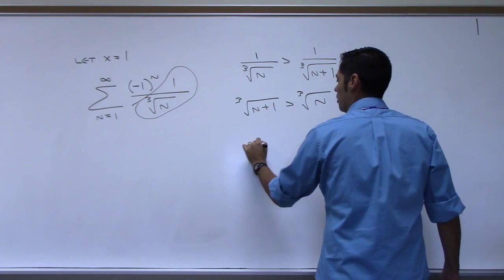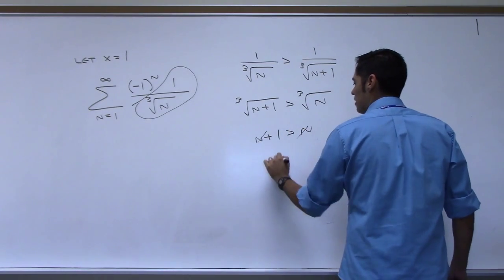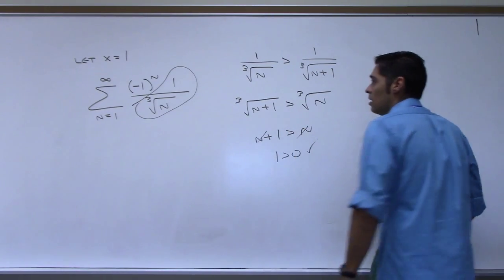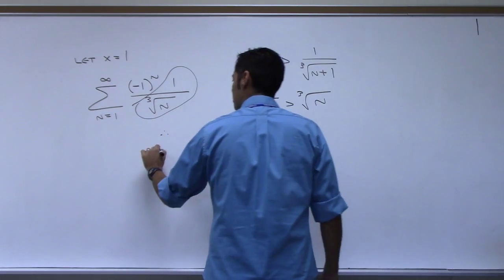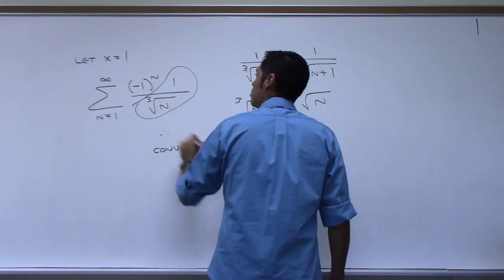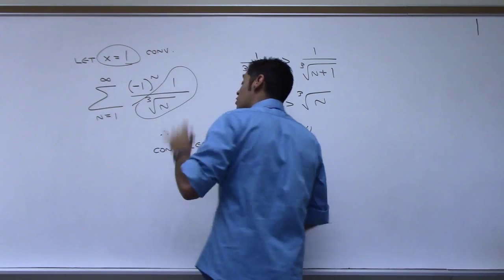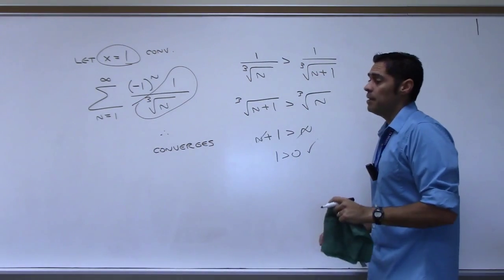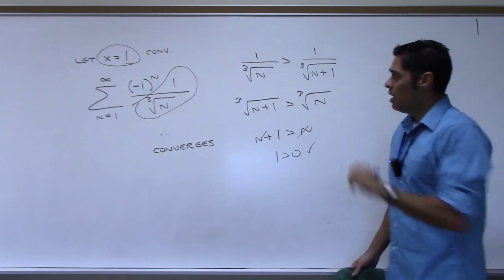That's obvious, but I'll cube both sides. And I'll subtract n on both sides. I get 1's greater than 0. That checks. So this converges, which means that when I do this, I get convergence. So I do want to let x be 1. That's OK. If x is 1, I'm still going to have a convergent series.